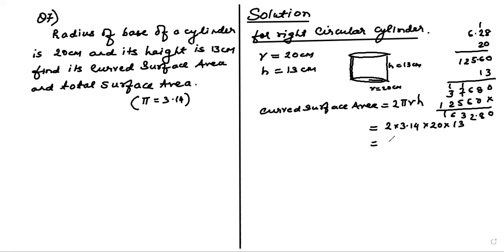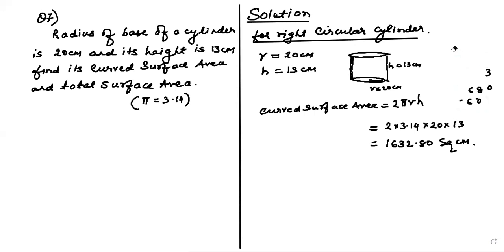So what happens? 1632.80 square centimeter. Okay, I hope people have understood me. Very simple, children. I don't think it is difficult. 125.6 into 13, so this is the answer you get. Here you can see this calculation.